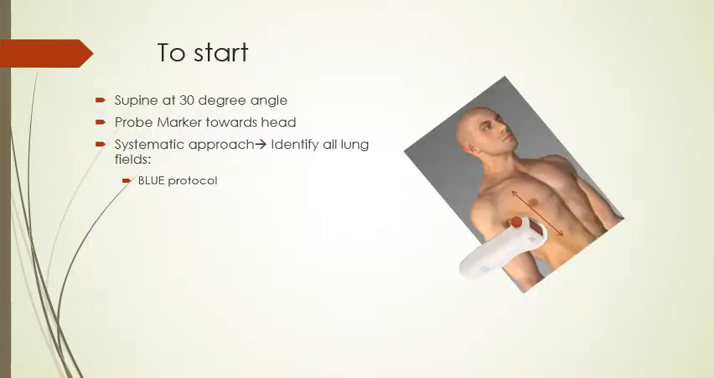To start, have the patient lay supine with the bed angled at around 30 degrees. Ensure that the probe markers point towards the patient's head in a rostrocaudal axis. To ensure a systematic approach, it is important to identify all the lung fields, and we'll be using the BLUE protocol to do so.